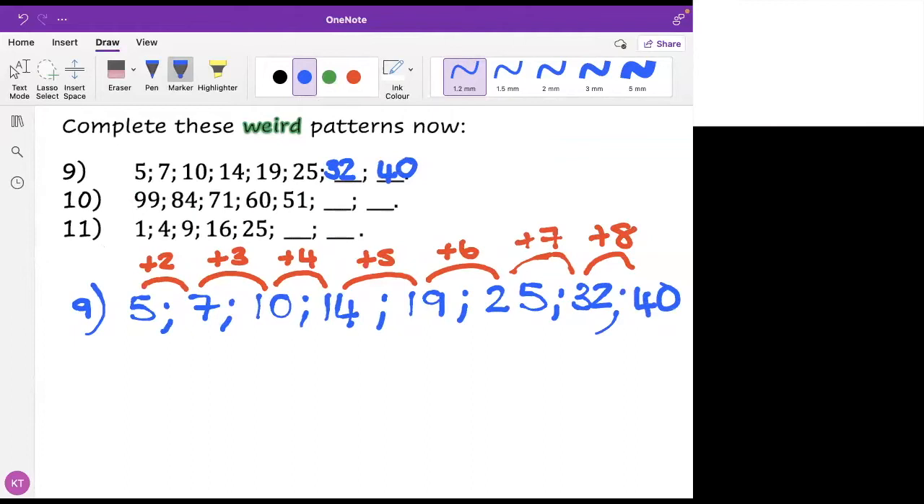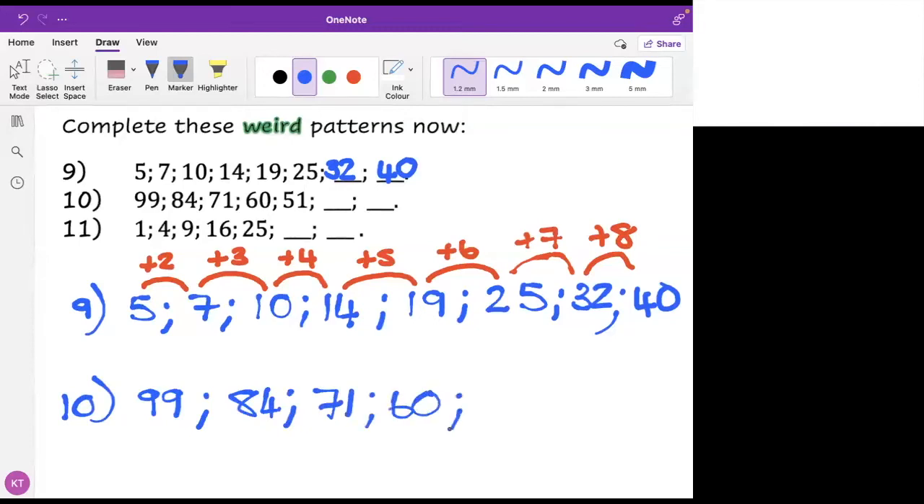What I'd like you to have a look at is number 10. So go and have a look at number 10. I'm going to redraw it here for myself so I have a bit more space. 99, 84, 71, 60, and 51. Okay.